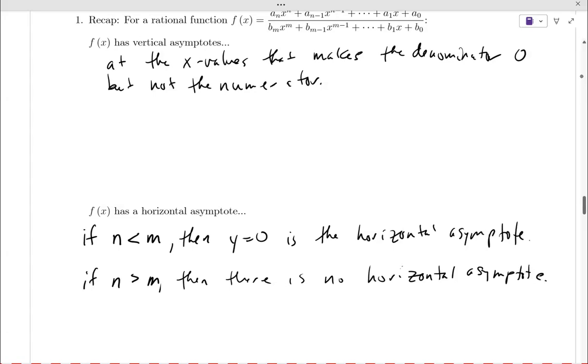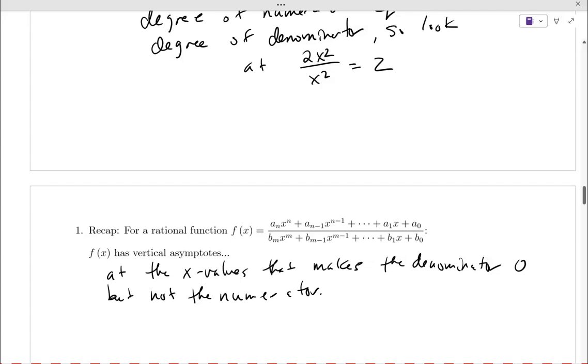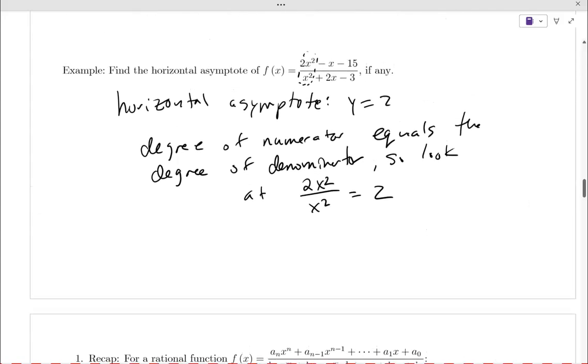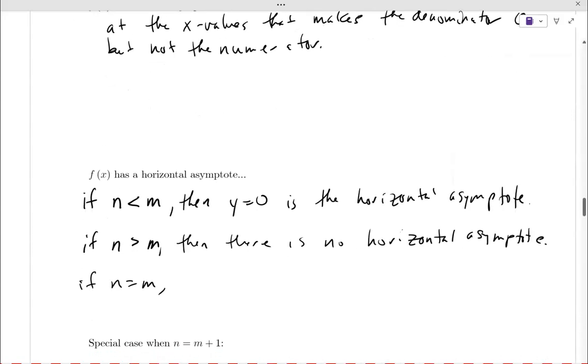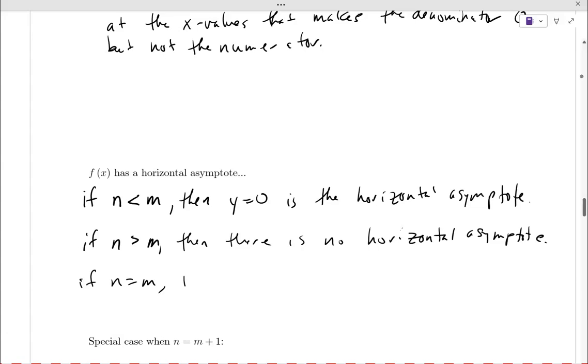Well, what case is left? I've done when it's smaller on top. I've done when it's bigger on top. What's the last case? When they're the same. Good. If the degrees are equal, again, one more time, let me scroll back up to the previous page. Notice in that example, we had 2x squared over x squared for our leading terms. That simplified to 2, right? And that was our horizontal asymptote. Okay? So when they're equal, you do the ratio of the leading coefficients.